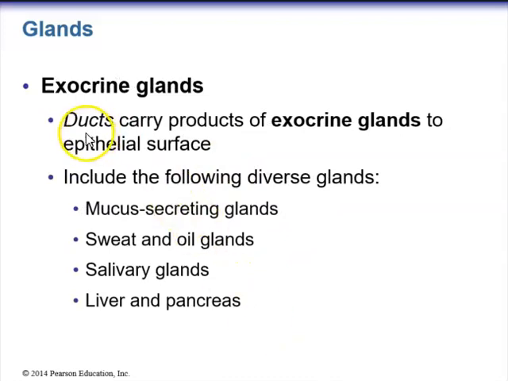Exocrine glands do have ducts. So the ducts will carry products of the exocrine glands to the epithelial surface. And exocrine glands include the following diverse glands. We have mucus-secreting glands, sweat and oil glands, salivary glands, and we have the liver and pancreas. So both the liver and pancreas are glands.